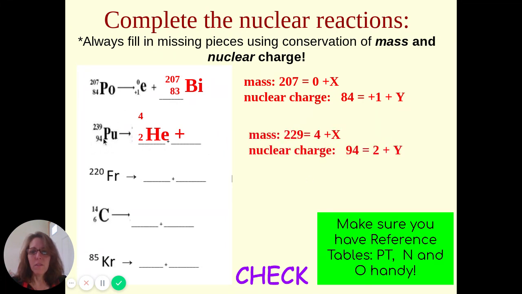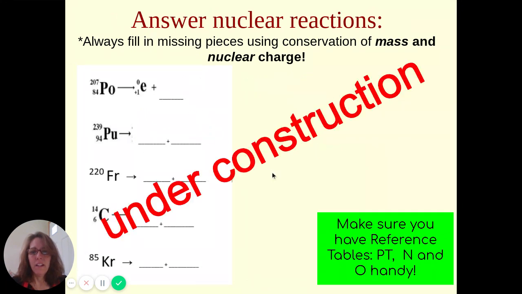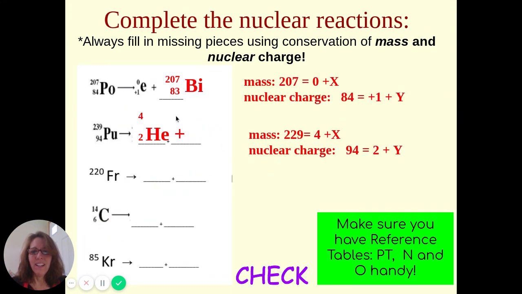And then I have to do the same with the nuclear charge. So on the top, I end up getting 235 on the top and 92 on the bottom. And again, you look at your periodic table to find out what element symbol matches that 92.